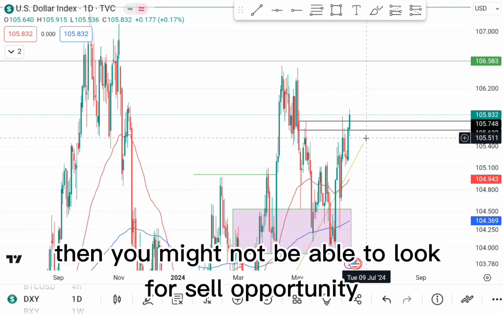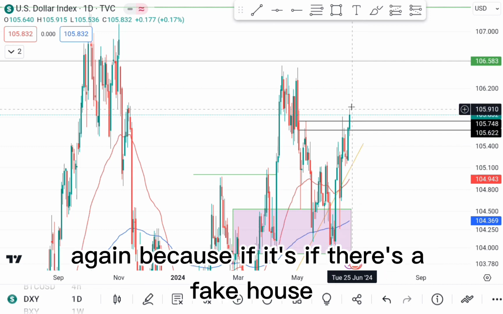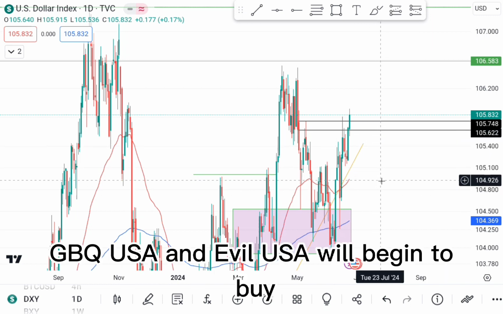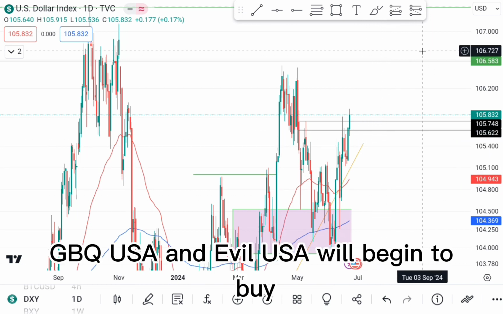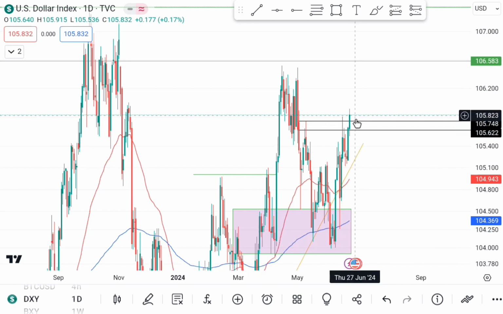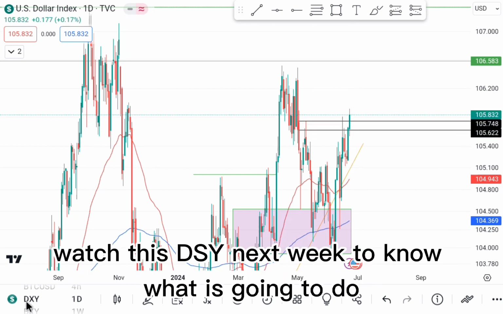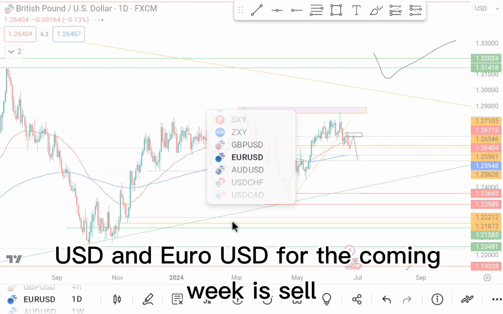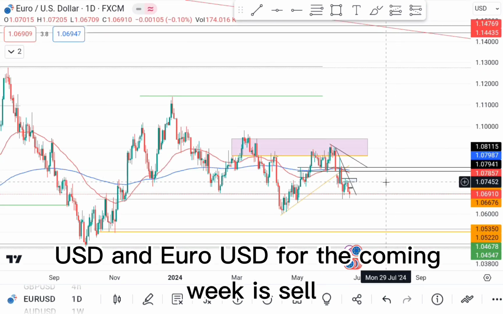Then we might not be able to look for a sell opportunity again, because if there is a fake out, the DXY might begin to sell, and that means GBPUSD and EURUSD will begin to buy. So we need to watch this DXY next week to know what it's going to do. But my bias on GBPUSD and EURUSD for the coming week is sell.